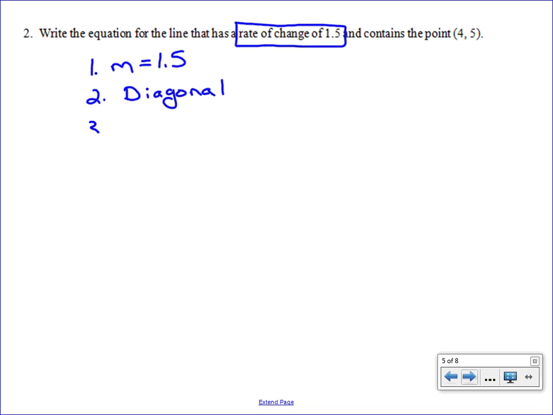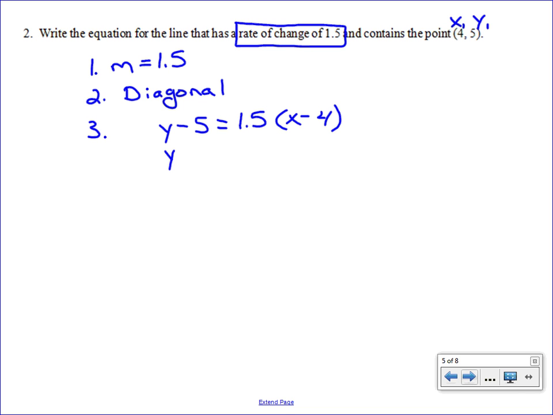Again, we have a point that our line passes through, so we're going to label that x1, y1. And because it's diagonal, we are going to start with the point slope form: y minus y1 equals m times the quantity x minus x1. Then we have the same process that we just went through.